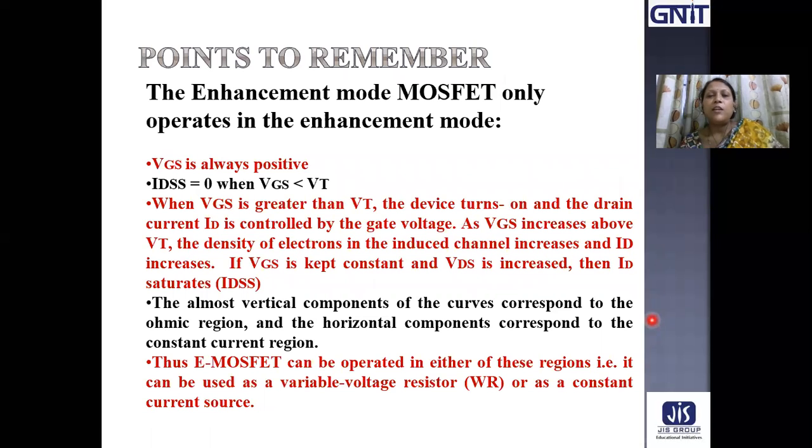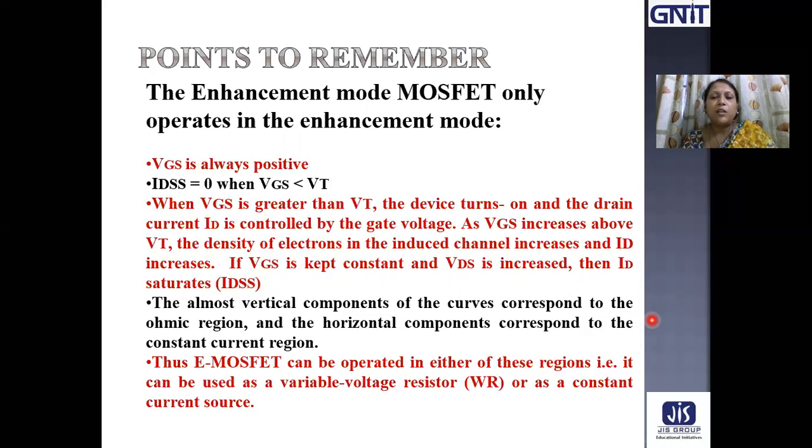So the enhancement mode MOSFET operates only in enhancement mode. VGS is always positive, and ID is 0 when VGS is less than V threshold. When VGS is greater than V threshold, the device turns on and the drain current ID is controlled by the gate voltage. As VGS increases above VT, the density of electrons in the induced channel increases and ID increases. If VGS is kept constant and VDS is increased, then ID saturates.